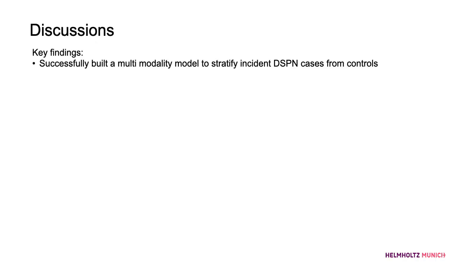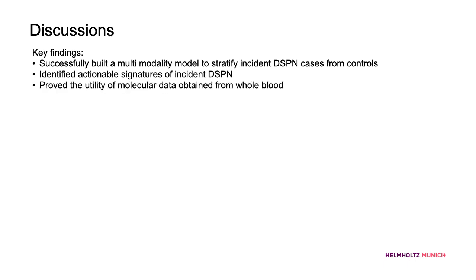In summary, we successfully built a multimodality model to stratify incident DSPN cases from the controls. Using the model, we identified actionable signatures of incident DSPN, and we can show the utility of molecular data obtained from whole blood. However, there is one limitation of this method, in which we rely totally on the available biological annotations. So at the beginning, we had to filter out quite a few features which did not have enough information in terms of function. That's the end of my talk.